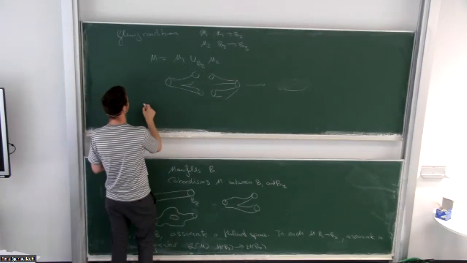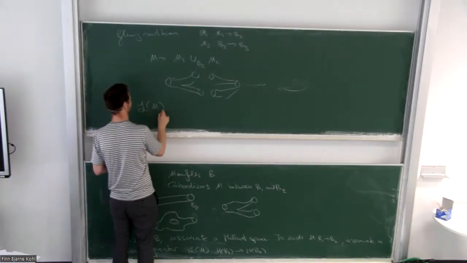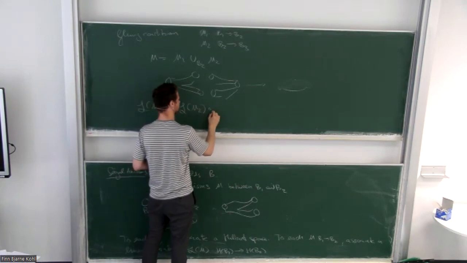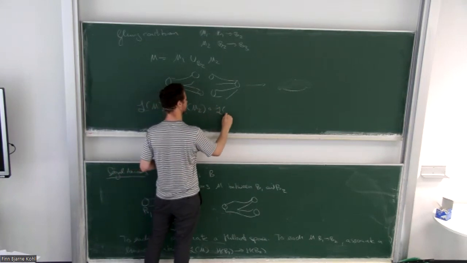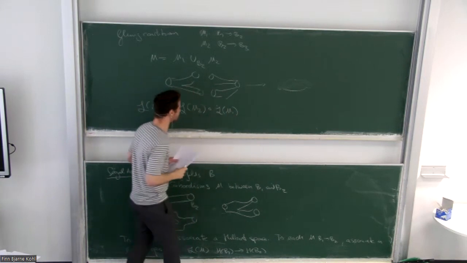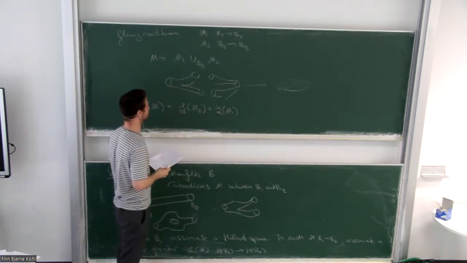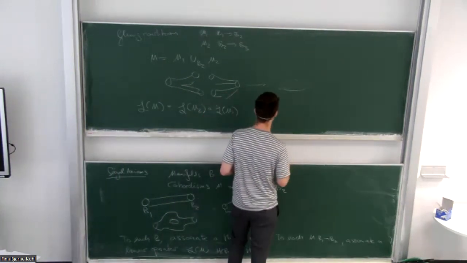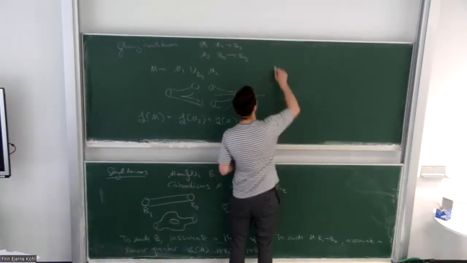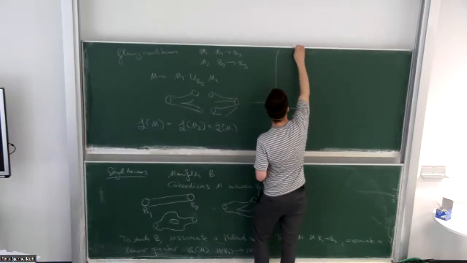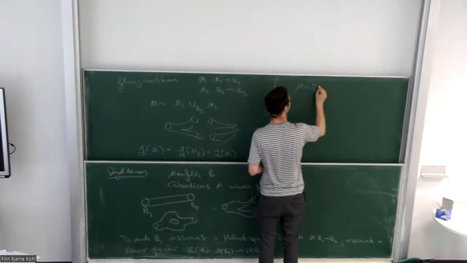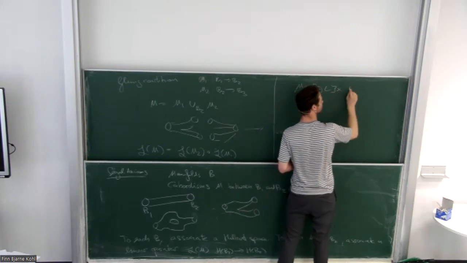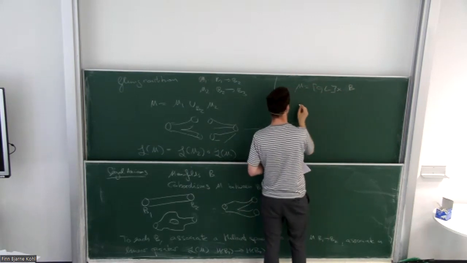And then I would want that the operator I'm associating to M is just the composition of the ones that I'm associating to the respective pieces. Okay, so I just want to say if the M's are cylinders, then this is just the semigroup property.